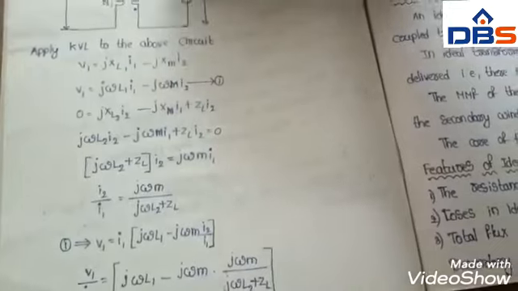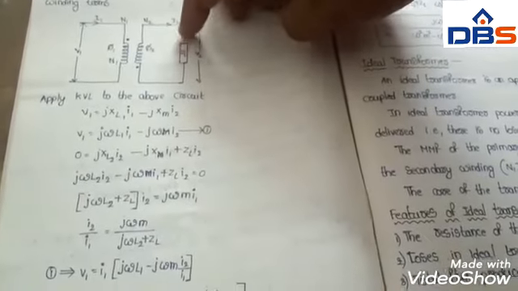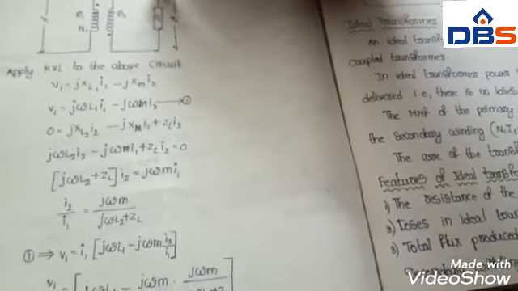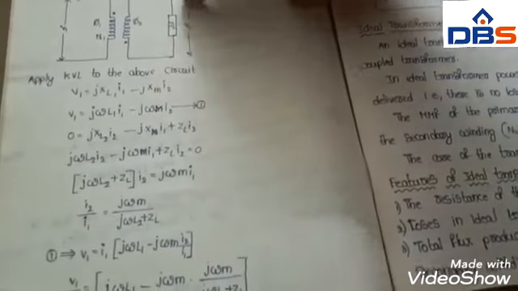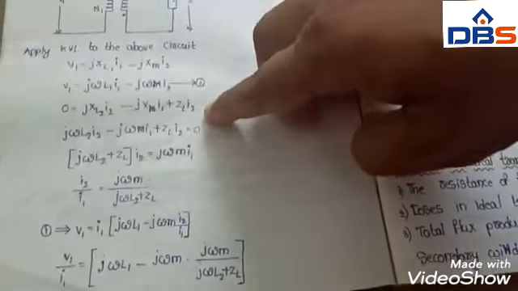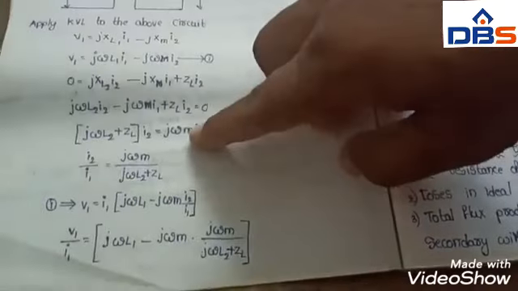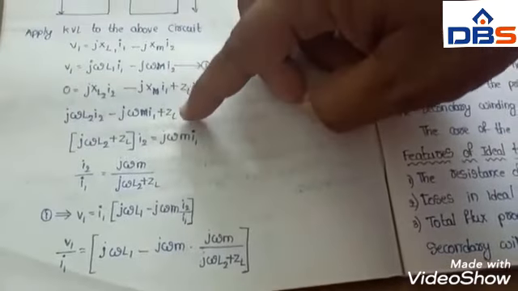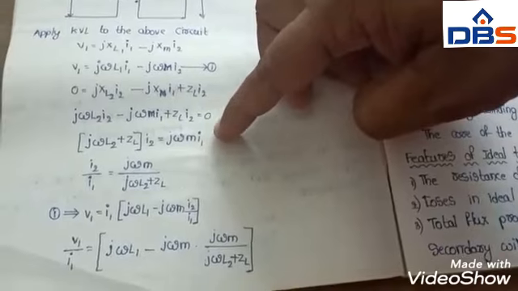Now apply KVL for the secondary, equation 2, that is 0 equal to j XL2 I2 minus j XM I1, and also the load is there, ZL I2. Taking I2 as a common factor, j omega L2 plus ZL, that is equal to j omega M I1.